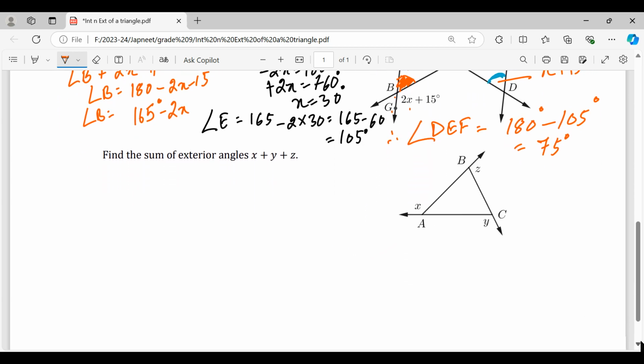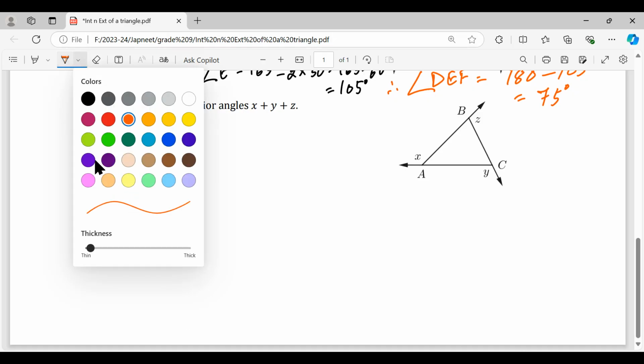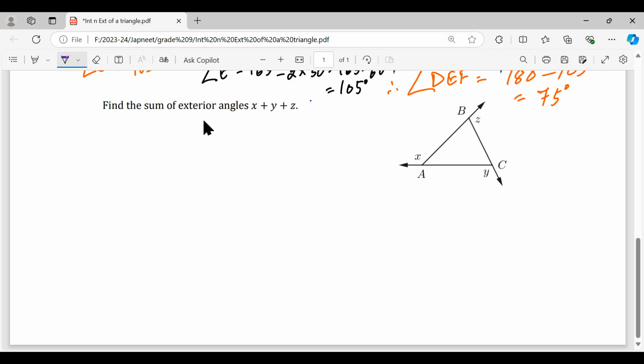Okay, now let's work on the next one. So this is the last one. Find the sum of exterior angles x plus y plus z. Let's see how to work on it. Let me mark this one as A, B, and C. Okay, your question is find the sum of exterior angles x plus y plus z.